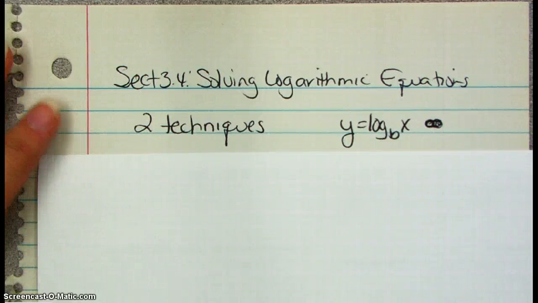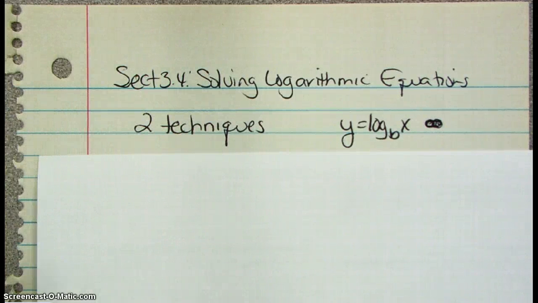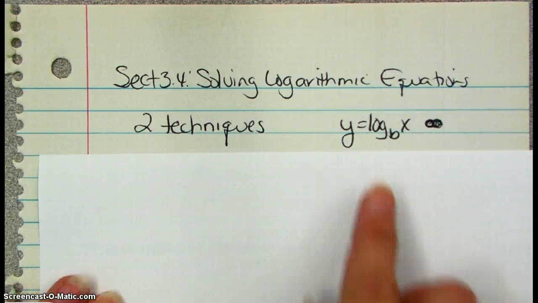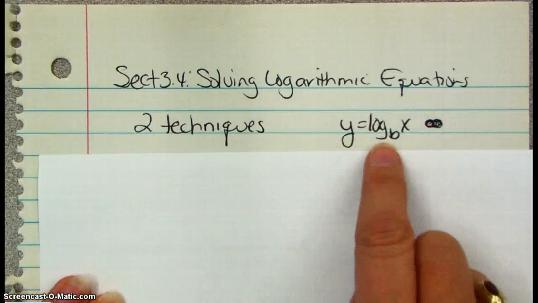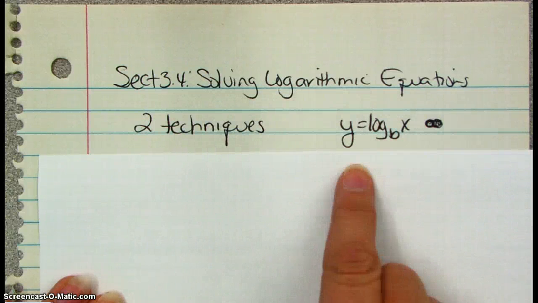Just like with your exponentials, you had two techniques. You also do them on logarithms. And again, that means my equation is going to look something like this. You see how there's an equal sign? And it's a log. So these must be the logarithmic equations.